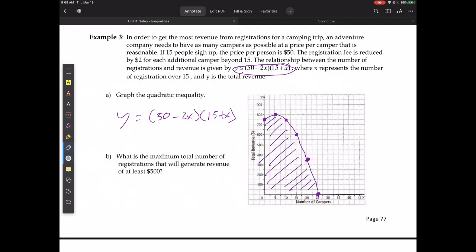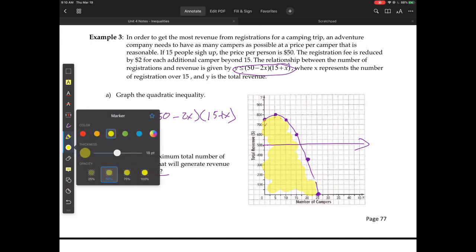Actually here, I'm going to use a highlighter so I can do the next part. There we go. Okay, when it says, what is the maximum total of registrations that will generate a revenue of at least $500? Then that means that I want another subsection where y is going to be greater than 500. That is just going to be in this top region up here.